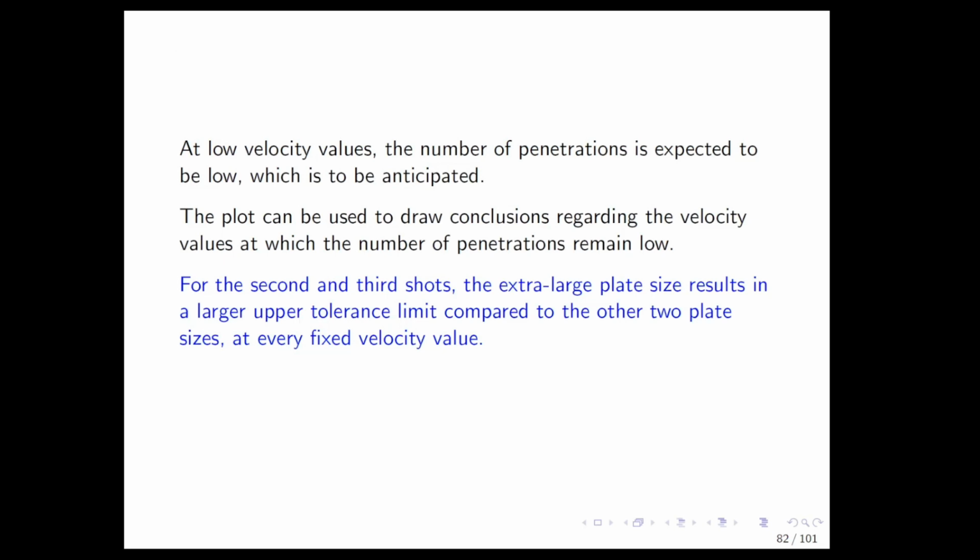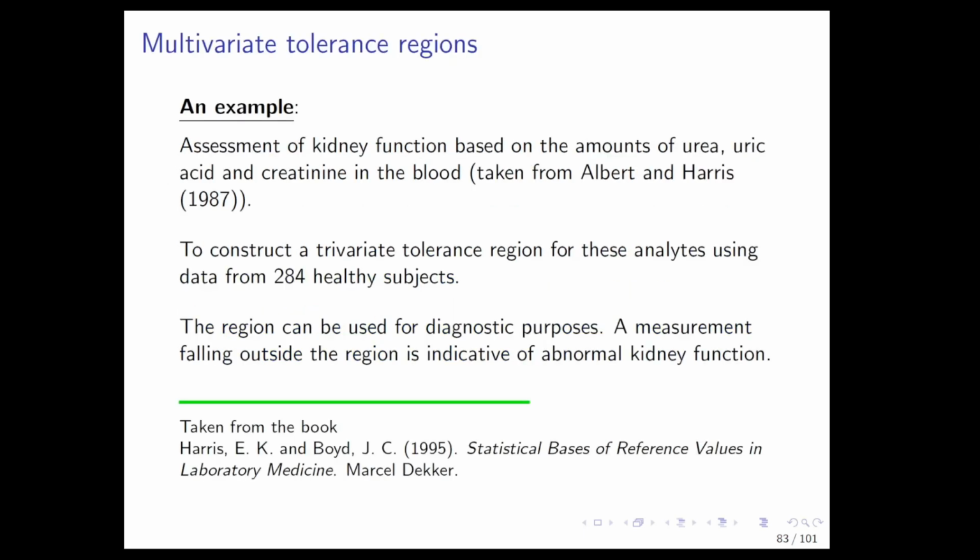Okay. Yeah, so this is what I just said. For the second and third shots, the extra large plate size results in a larger upper tolerance limit compared to the other 2 plate sizes at every fixed velocity value due to some reason, which I don't know. Okay, let me use this example. I used part of this example, the creatinine data early on. The actual data is of dimension 3.